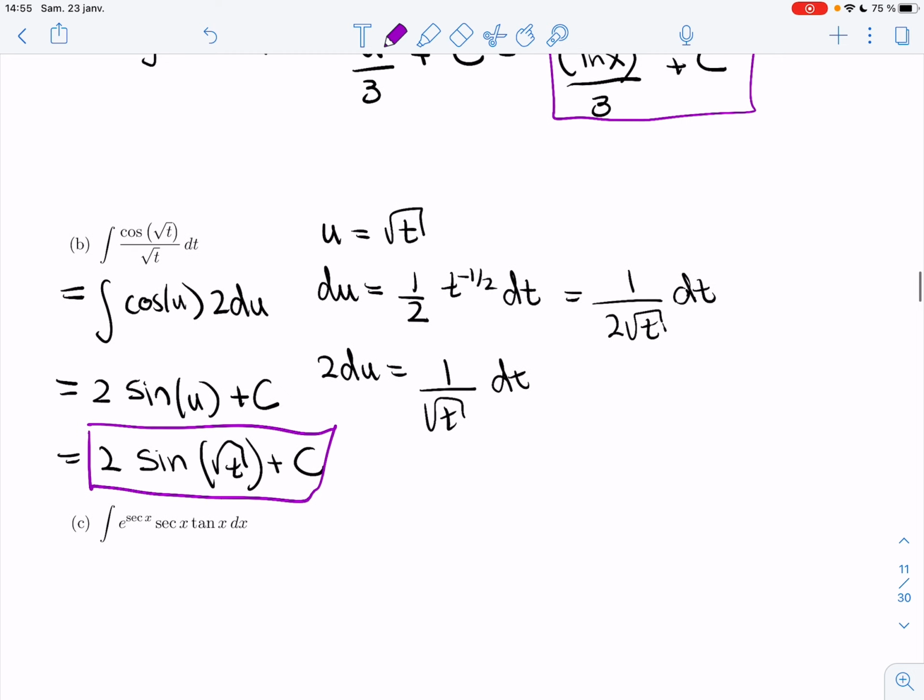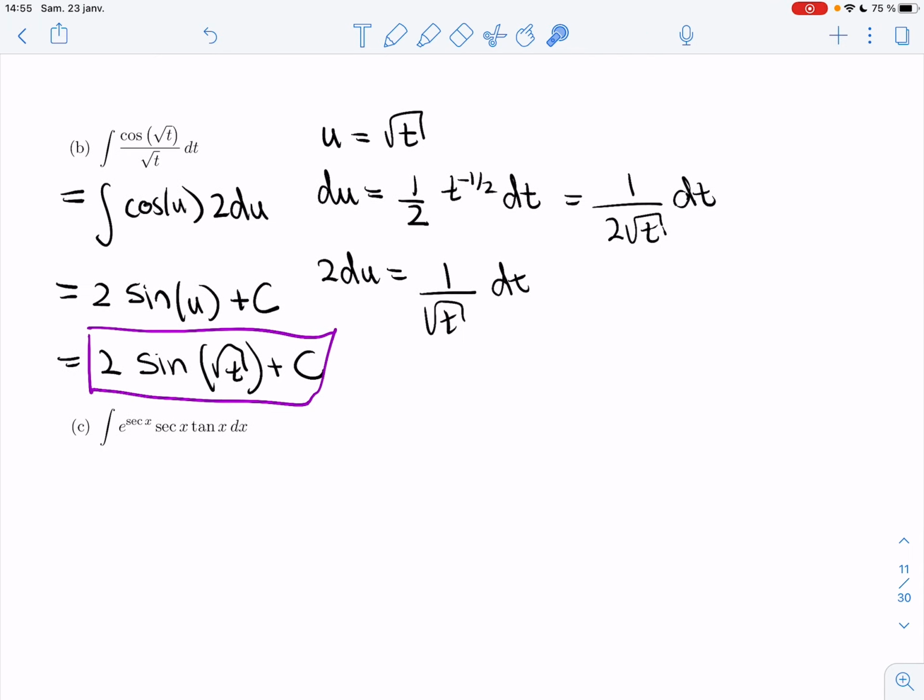All right, so there were 2 clues. Root of t was part of cosine, and the derivative is very close to what I have here. It's not exactly, so I ended up with an extra 2, but that's fine. As long as it's a constant apart, it will work out. All right, let's try this last one here.